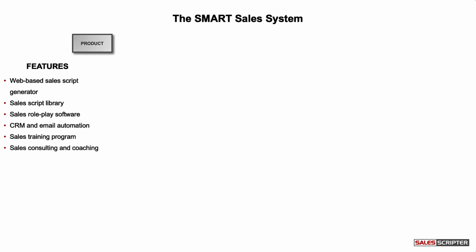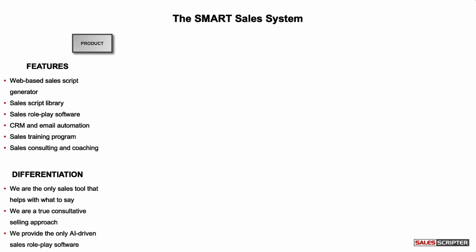Now, at this point, I recommend you go one step further and try to think about how what you sell is different from your competitor. And this is important because if your product or service is different in some sort of way, we want to get that in your sales message so that you are sure to communicate that again and again when you're talking with prospects. So some ways that we're different: the only sales tool that helps with what to say, true consultative selling approach, and the only AI-driven sales role-play software. Now, for some of you, thinking about how you're different might be very clear and easy. For others, this may be difficult, especially if you sell more of a Me Too product or service that is exactly the same as the competition.